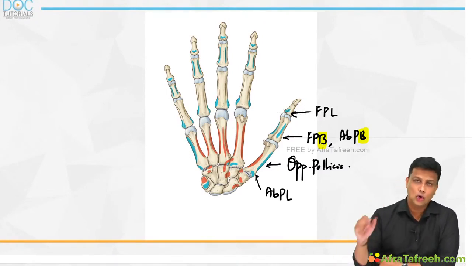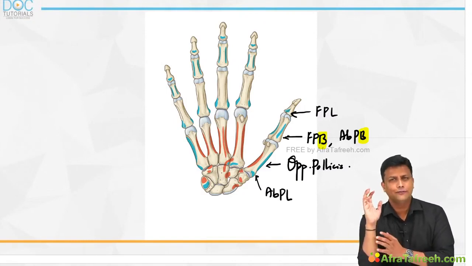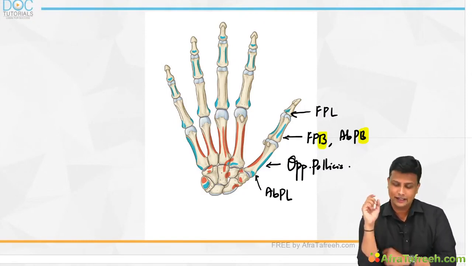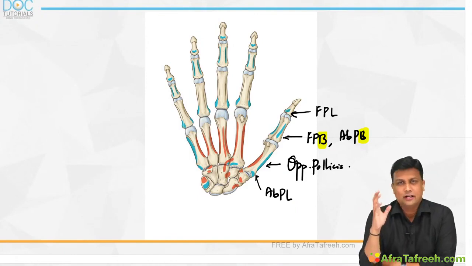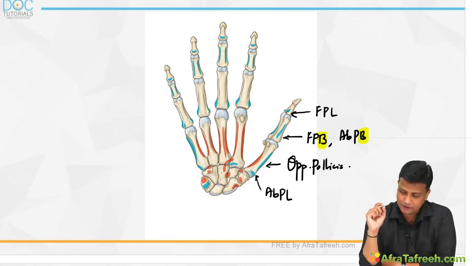Abductor pollicis longus is a muscle of your forearm, and from there the tendon comes and gets inserted onto the base of the first metacarpal. The base of the first metacarpal, there it is getting inserted. That is abductor pollicis longus.